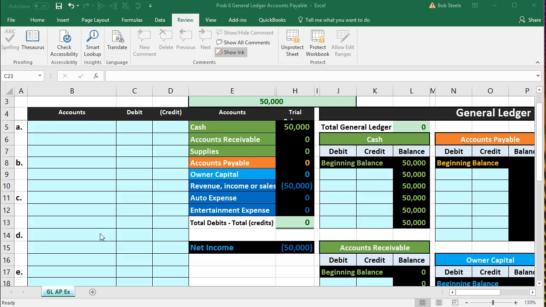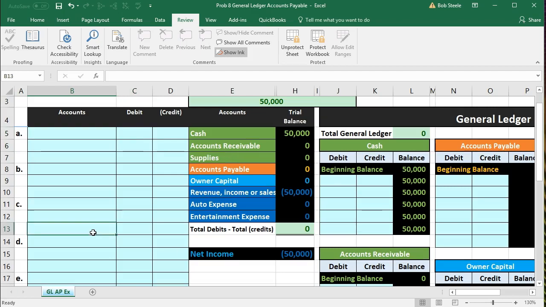Hello, in this presentation we will work a problem related to the accounts payable cycle, a problem similar to one we worked in the past. However, this time, instead of posting just to a worksheet, we will be posting from the journal entries to the general ledger over here. The process will then be that we were going to record the journal entries in here.